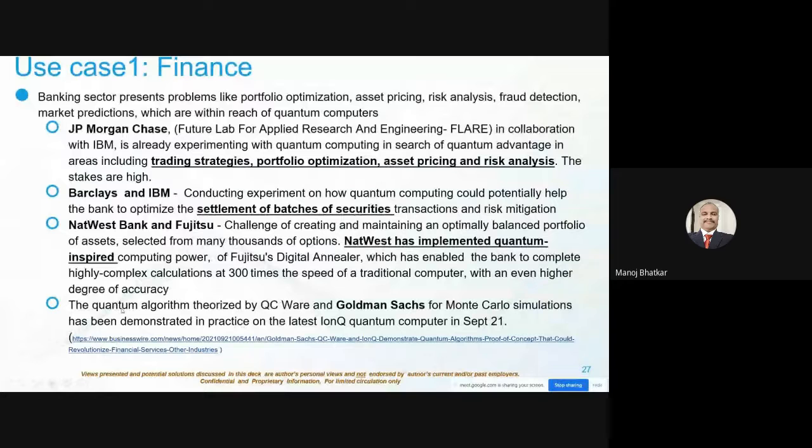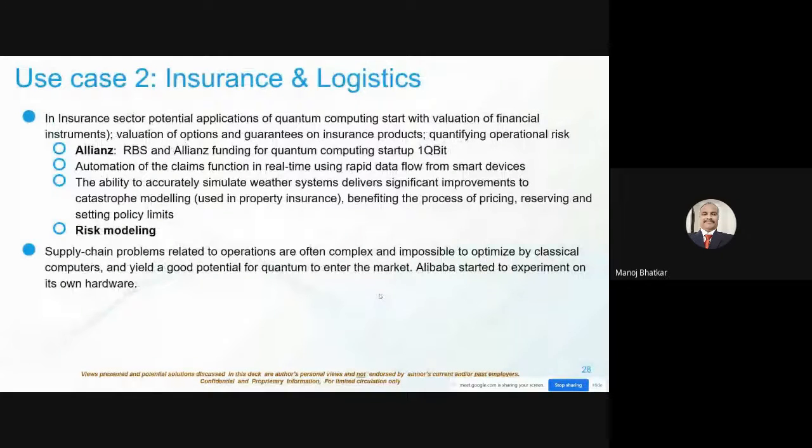A quantum algorithm theorized by QC Ware and Goldman Sachs is able to speed up the Monte Carlo simulation, which is the main way we take care of a lot of financial market fluctuations and changes. But quantum Monte Carlo simulations are much more accurate, as well as being done in a really fast manner. So these are a few in finance, especially in banking and trading.